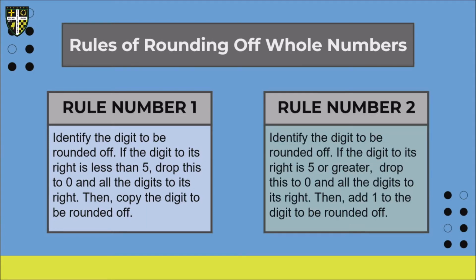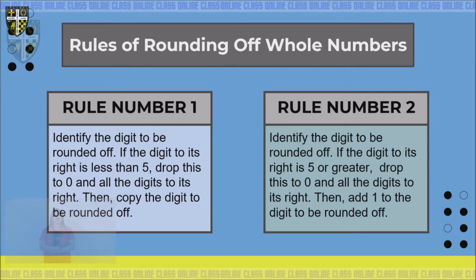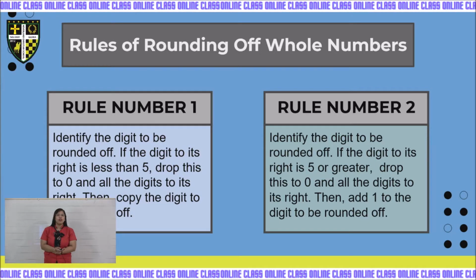And rule 2, the second rule, is we also identify the digit to be rounded off. If the digit to its right is 5 or greater, meaning it is higher than 5 and 5 is included, which are 5, 6, 7, 8, and 9, we will drop it to 0 along with all the digits to its right. And then always remember, we will add 1 to the digit to be rounded off.